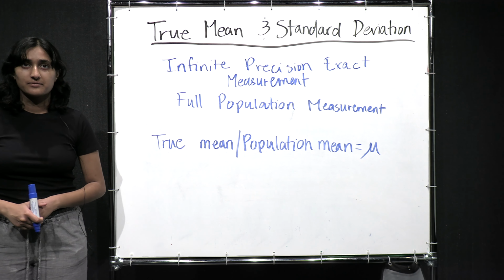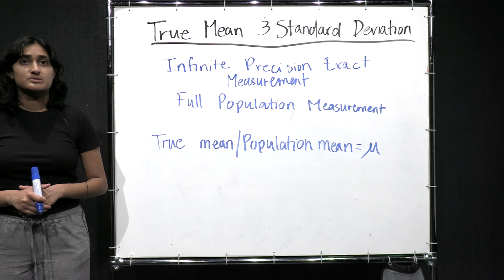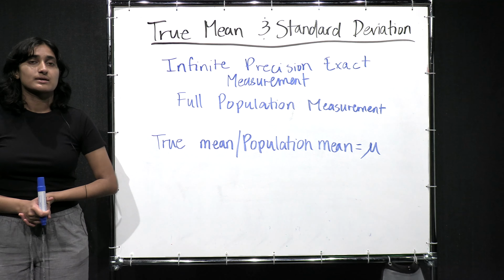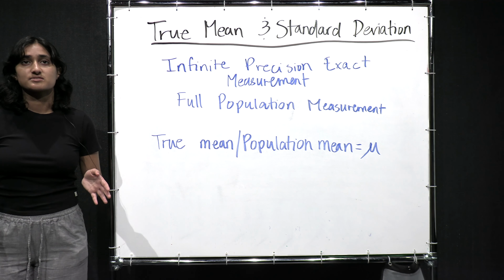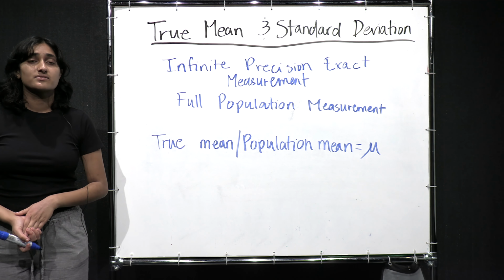Also, if we had a table of infinite precision weights of everyone in that place, we could calculate how these values spread or distribute themselves about the true mean. One metric that characterizes the spread of these values is the true standard deviation, or the population standard deviation, given the symbol sigma.